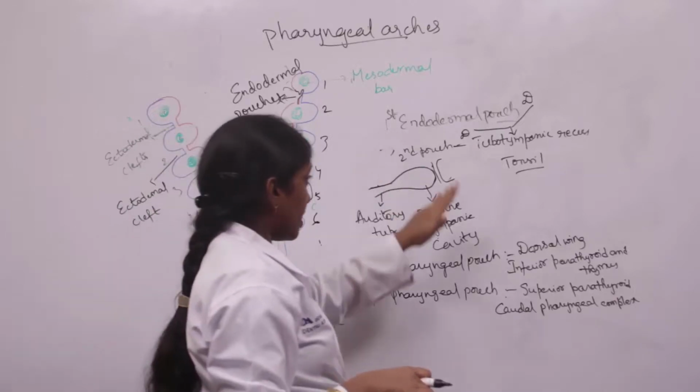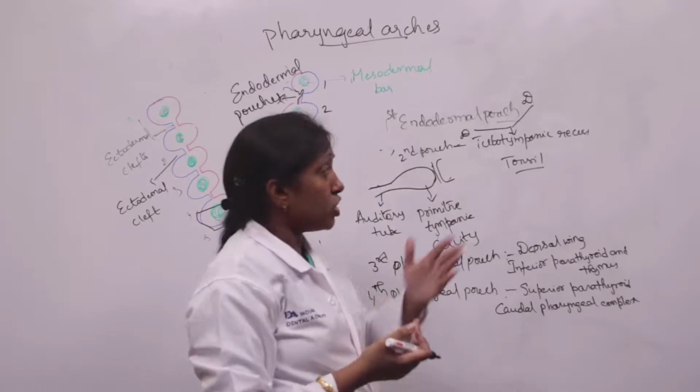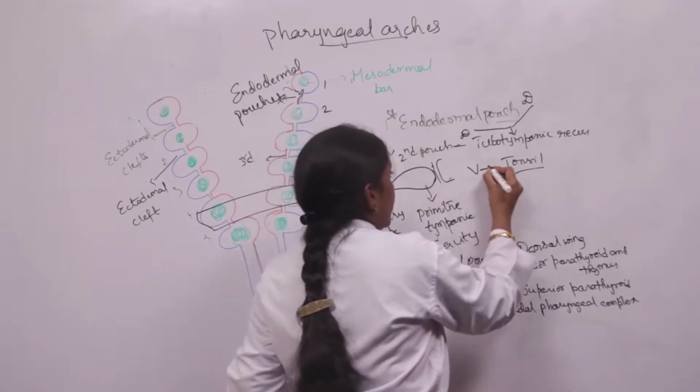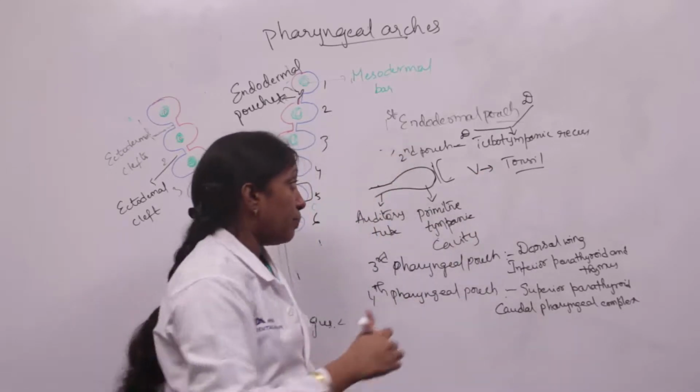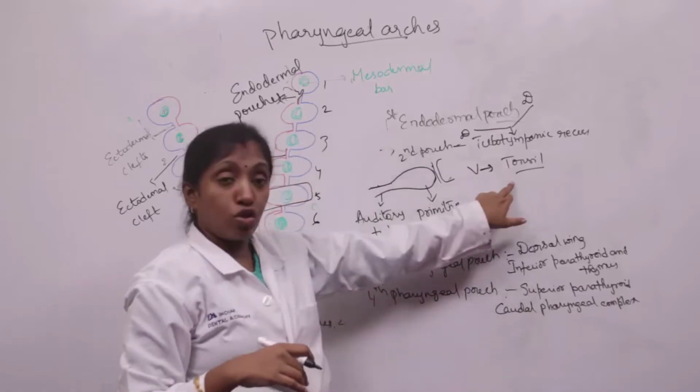And next, coming to the second pouch. We know that the dorsal part of the second pouch is involved in the formation of the tubotympanic recess, and the ventral part of the second pouch gives rise to the ventral wing of the second pouch, which gives rise to the tonsil.